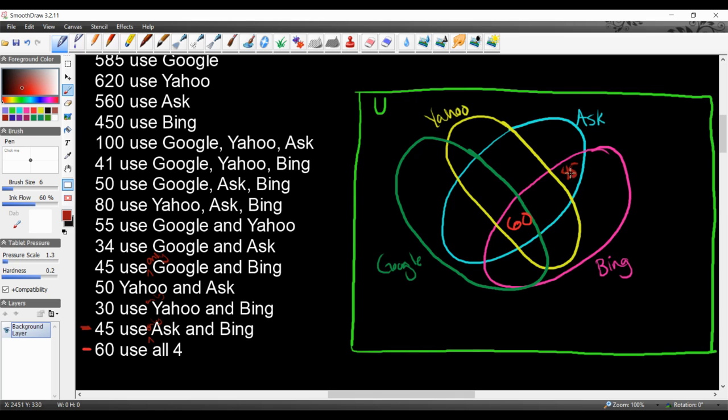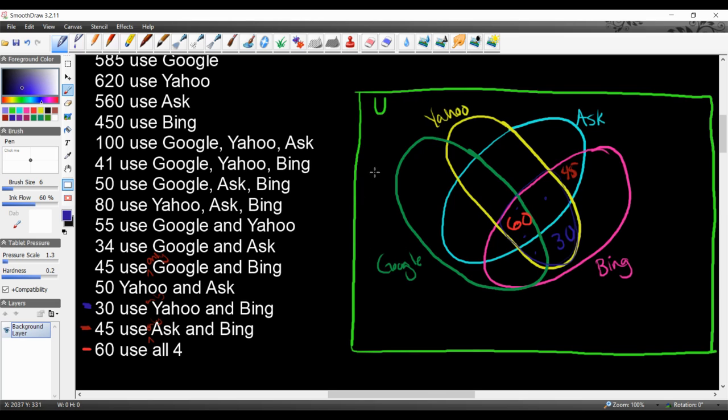Okay, let's do one more. I'm going to use blue. 30 use Yahoo and Bing. So now we're looking at my yellow oval here and Bing. So this one down here. These two intersect in this entire section right here. So all this, but I only want it to be in those two only. So I can't pick this one because that overlaps, that overlaps, that overlaps. Here's my number. So 30 goes right here.